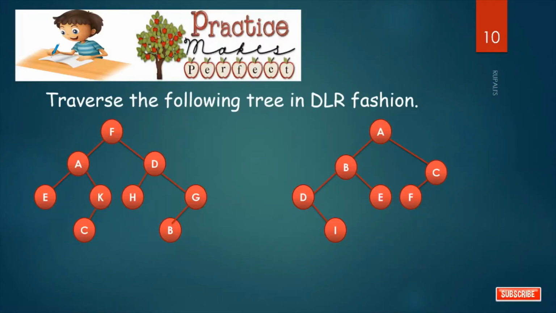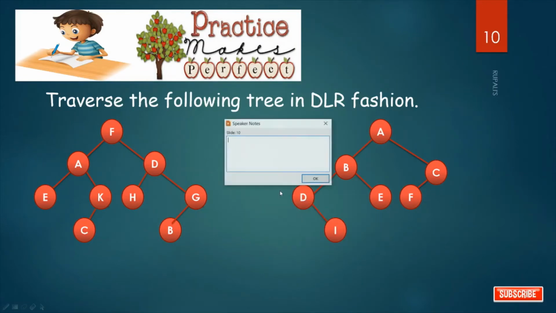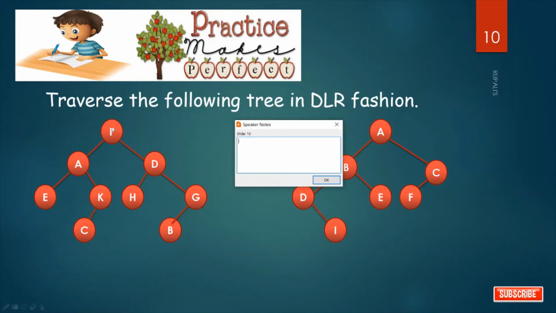Now try to traverse the following tree in DLR fashion. I can try the first tree for practice purpose. See, first I apply DLR at the root node. Okay, D means print the node. So write F here, print the node. Then L, L means come to the left child. Again we apply DLR here. D means print the node. So A, then L, L means come to left child.